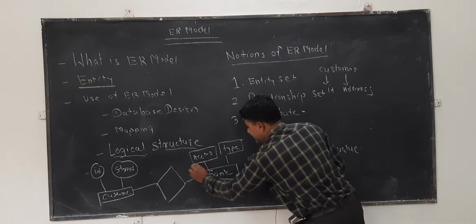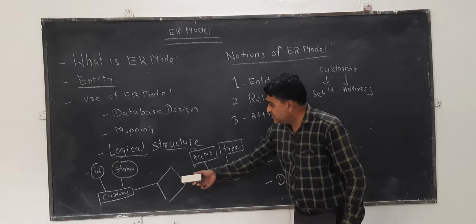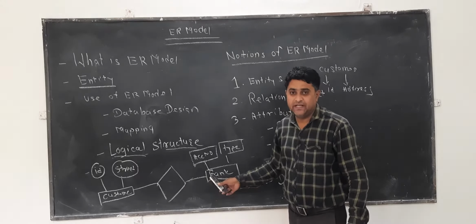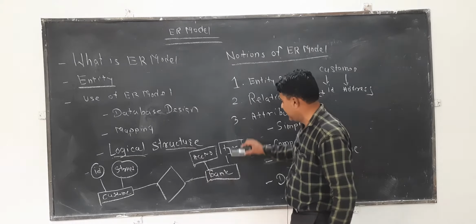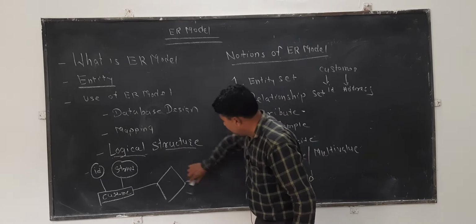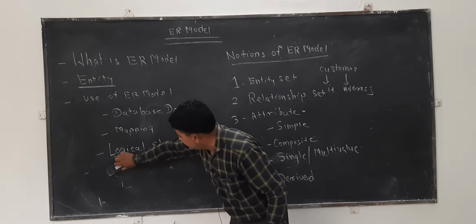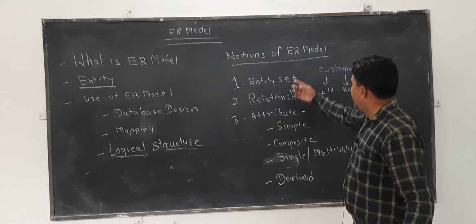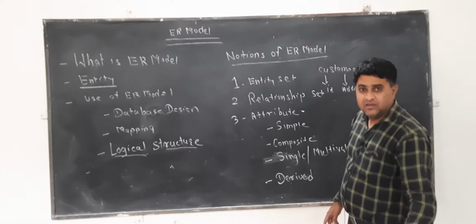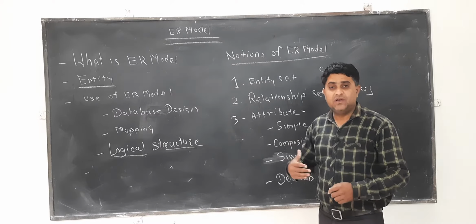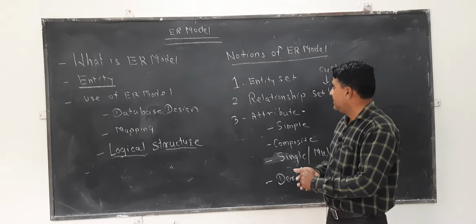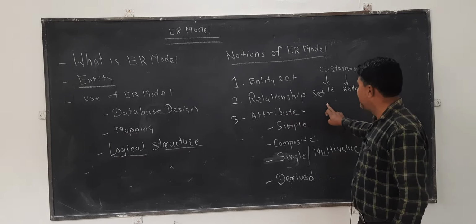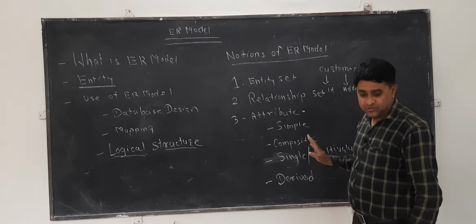So we can say that this is a sample logical structure in the form of an ER model, entity relationship diagram model. So this is a use of your ER model. Next, we will see the notion of the ER model, meaning some concepts or issues of the ER model. There are three notions: entity set, relationship set, and attributes.